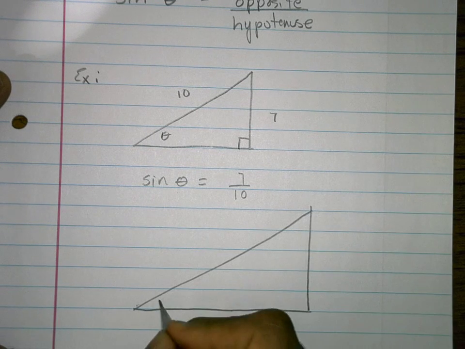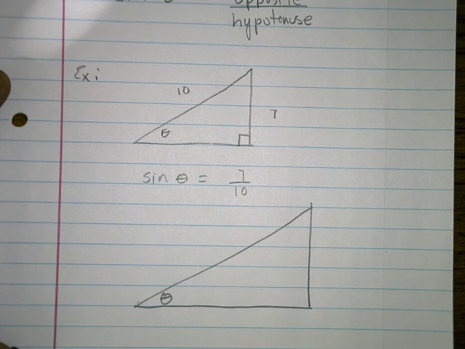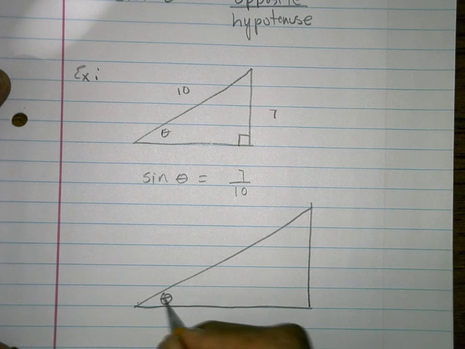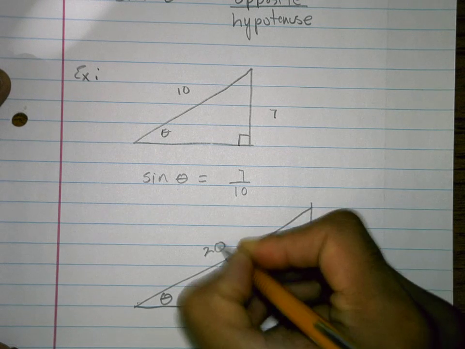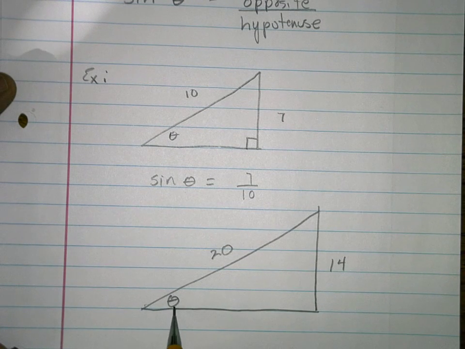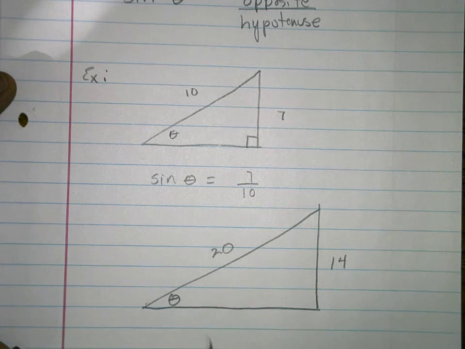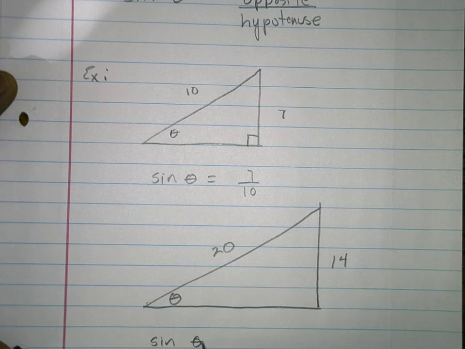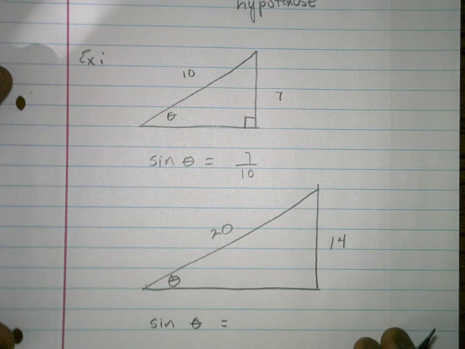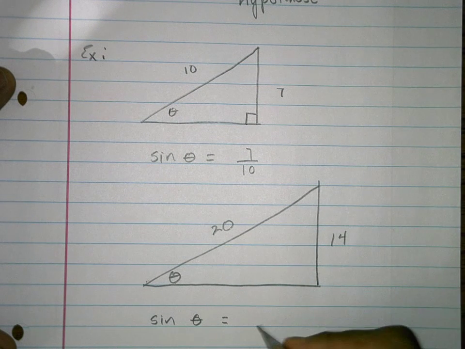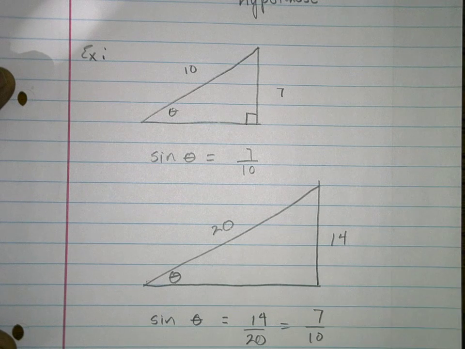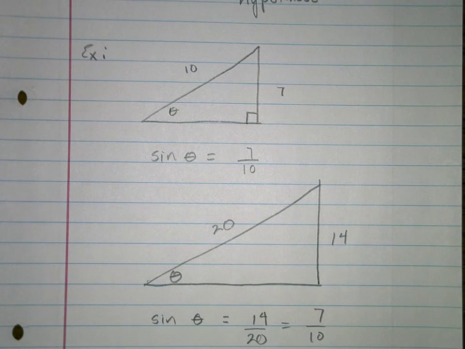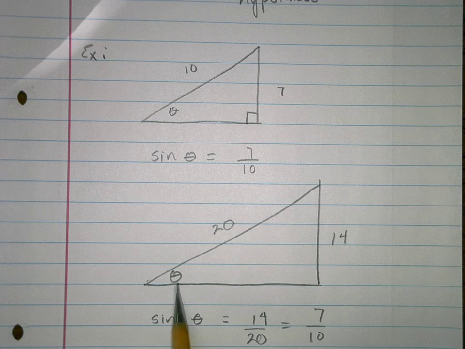so this is the same theta, but I made these sides longer. Well, if this angle remains the same, they're going to grow proportionately. So I could have something like this. This is the same unknown angle, it's still theta. So its sine in this particular case would be equal to the opposite side over the hypotenuse, which is 14 over 20, and you see that reduces to 7 over 10. So this angle is going to have the same relationship.